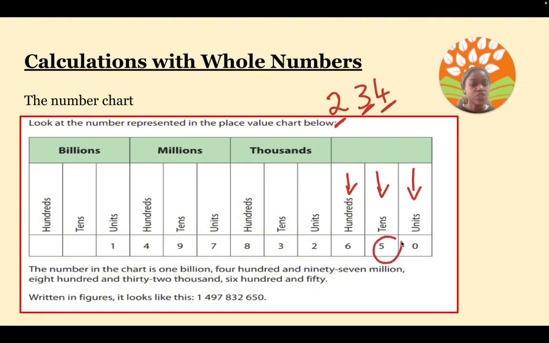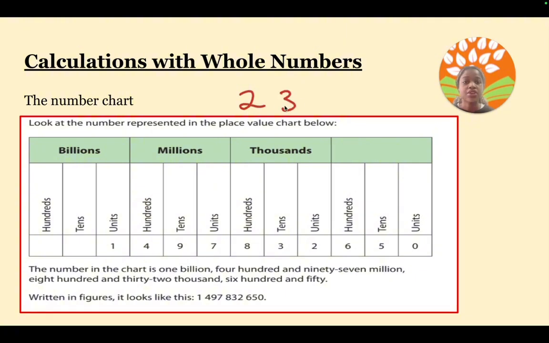So it's hundreds, tens, and units. So this 5 just represents a 50 because it's in the tens column, right? And even in thousands as well. If you're given 2,340, this 2 represents 2,000 because there are 4 digits now. It represents thousands, hundreds, tens, and units. So 40, 300, and 2,000.